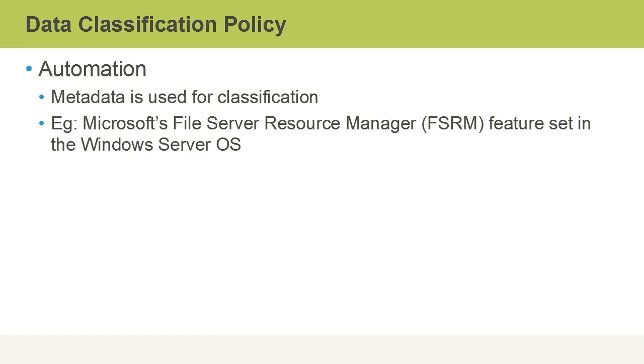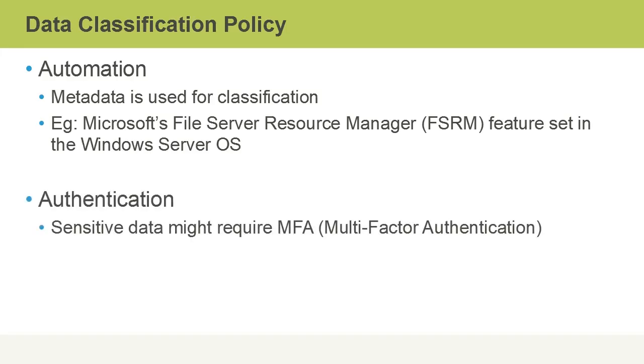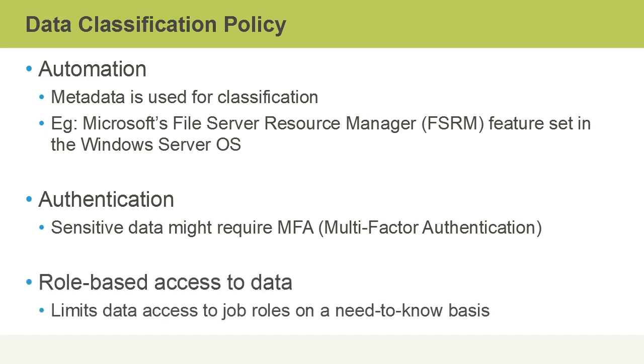Data classification can also go hand in hand with authentication. So depending how people authenticate will determine what type of data they'll be able to get to. For example, sensitive data might require multi-factor authentication that otherwise would be unavailable to users. Role-based access to data is very common, where we limit data access to job roles on a need-to-know basis. This is most often implemented through the use of groups that might have permissions to files flagged as being financial data. In this video, we talked about data classification policies.